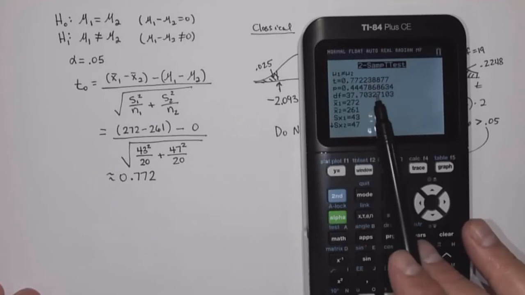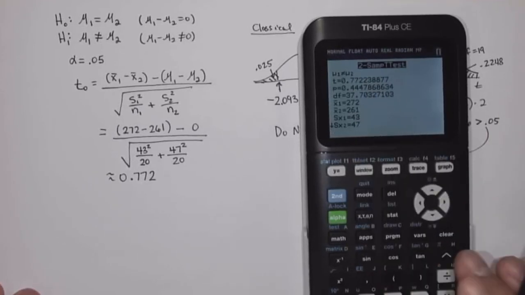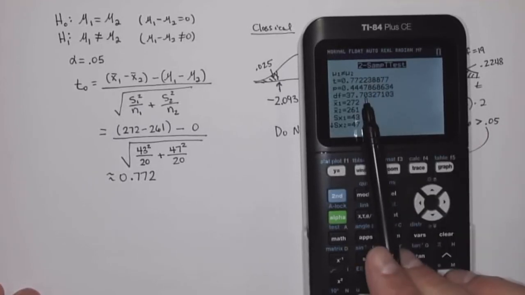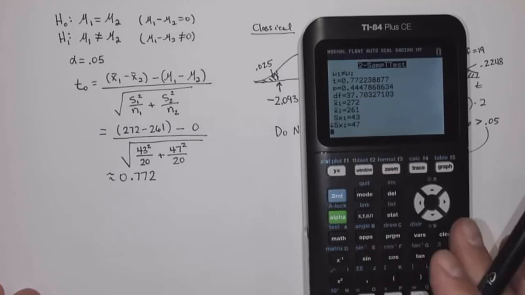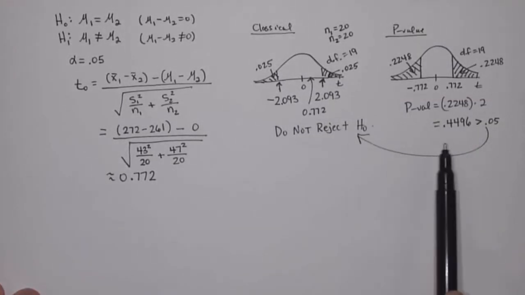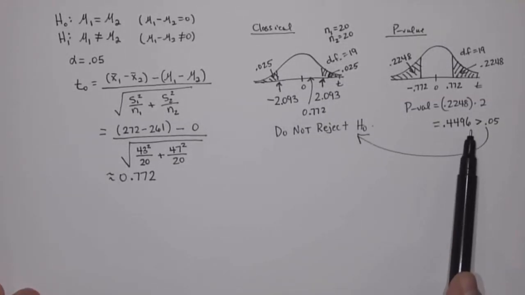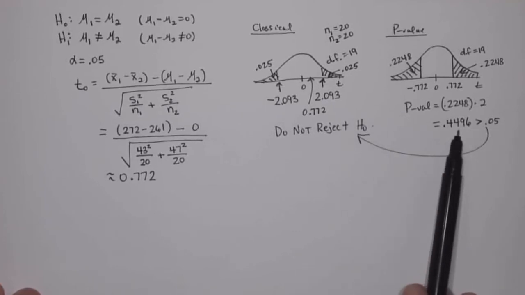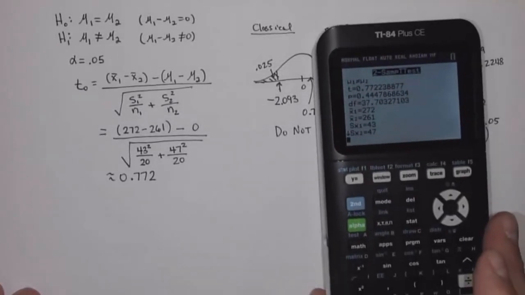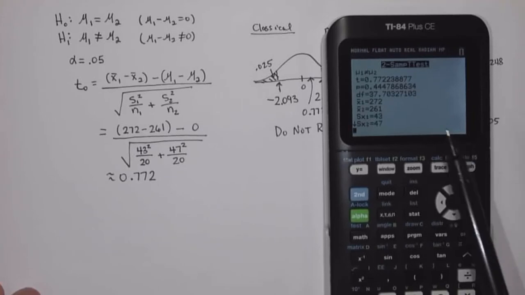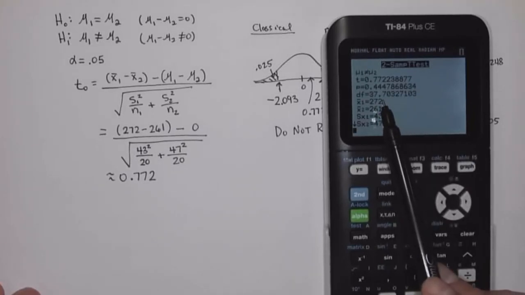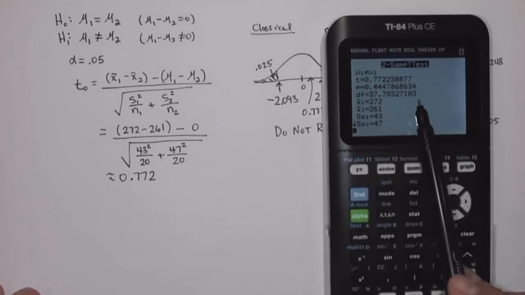Now our p-value here varies a little bit, so we get 0.4448, whereas by hand we got 0.4496. So 0.4448 is a little different from 0.4496, so I want to explain the reason for that difference. The reason for that difference is here with the degrees of freedom.